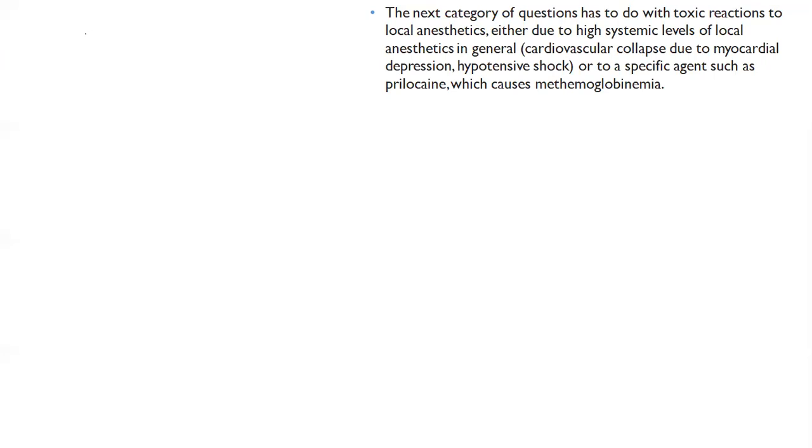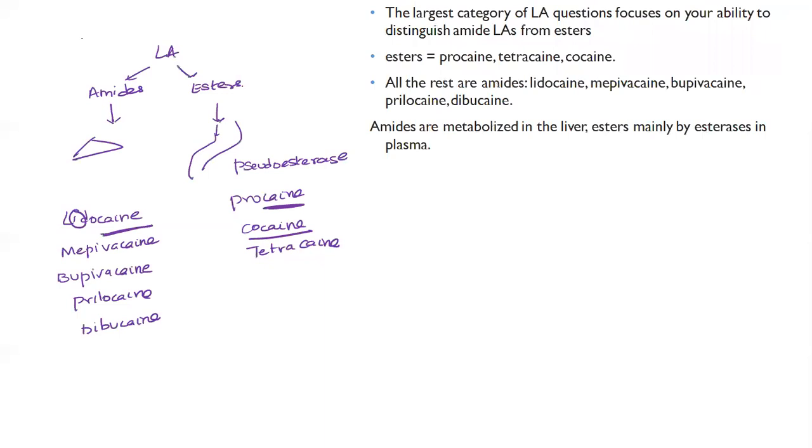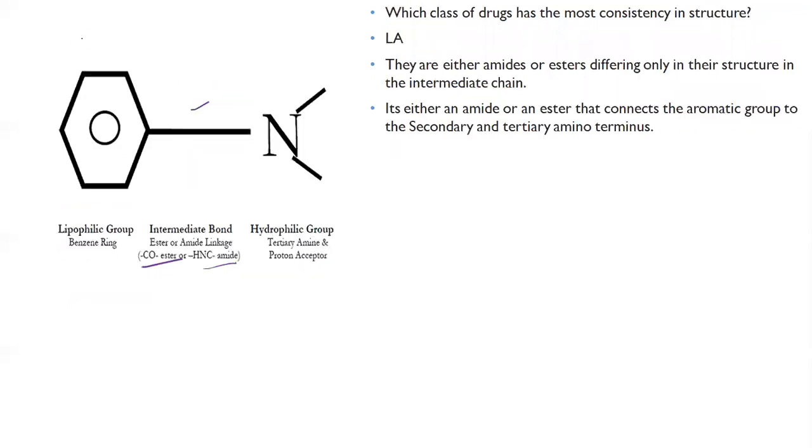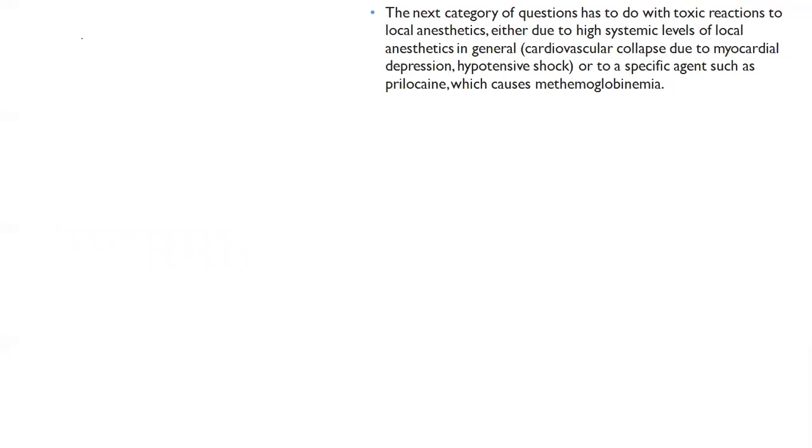So we spoke about amides and esters. So let's have a quick recap. What is the difference? How do we differentiate between amide and esters? Amides are usually metabolized in the liver, whereas esters are metabolized in the blood plasma with the help of pseudoesterase. And we have studied that amides have another I before cane. That's how I remember, and esters do not have it. And the only difference between amide and esters is in the intermediate bond. So it's either an amide or an ester that connects the aromatic group to the secondary and tertiary amino terminus. Okay. And now we have studied that there are toxic reactions to LA either due to high systemic levels of local anesthetics in general or to a specific agent such as prilocaine, which causes methemoglobinemia.